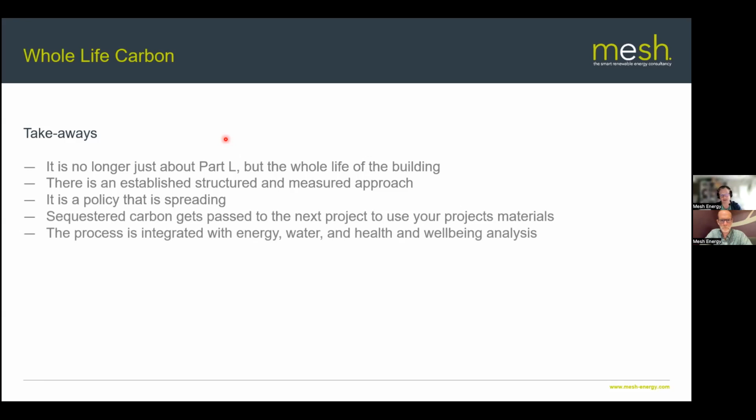The process is integrated with energy and water calculations, but also understanding occupant health and well-being, because all this analysis is done through dynamic thermal modeling and the BIM integration with One Click LCA. And collaboration, as always, is everything in presenting accurate outcomes. So we're finding it's a far more collaborative process. It's the only way I can describe it.